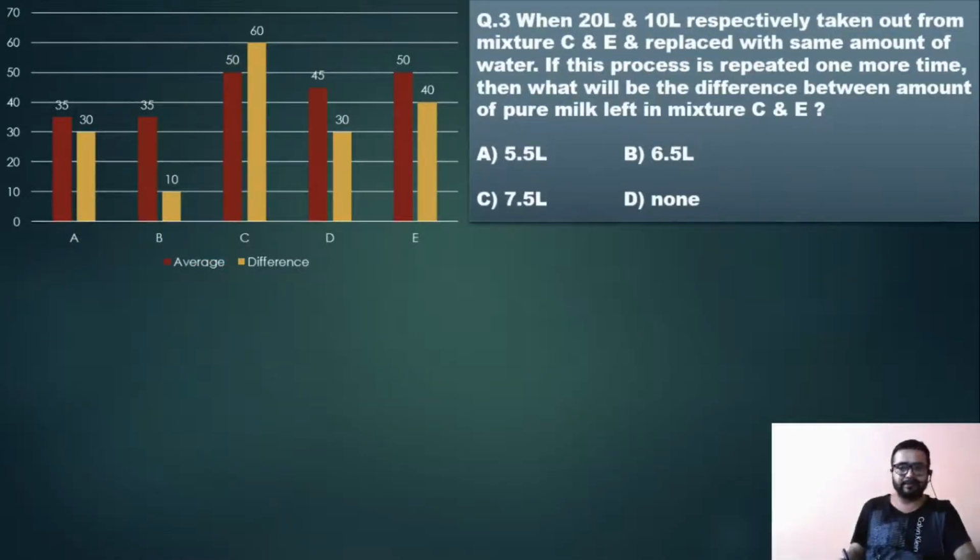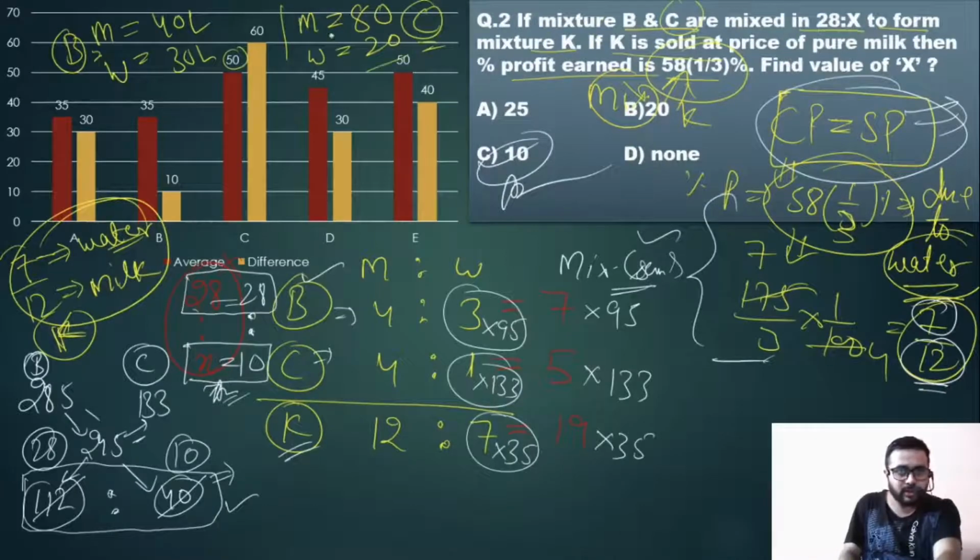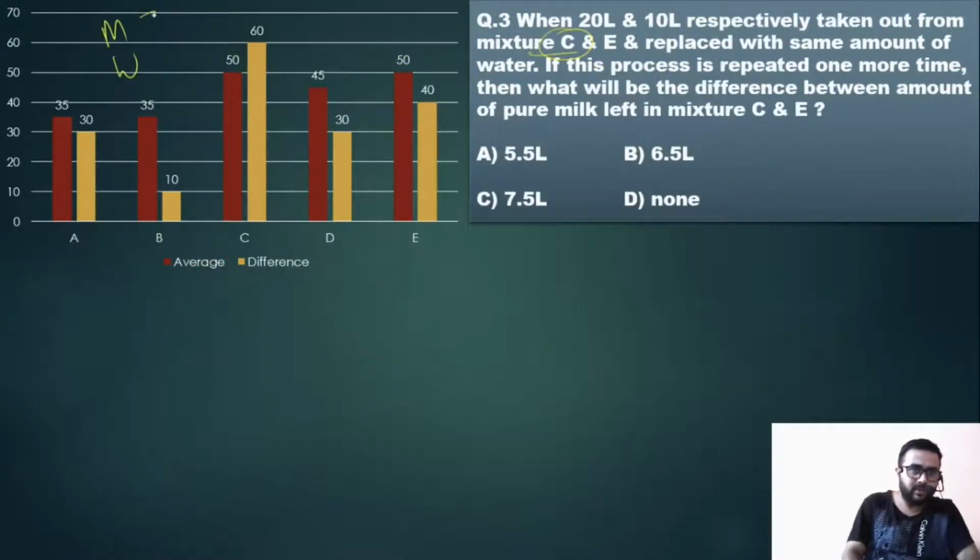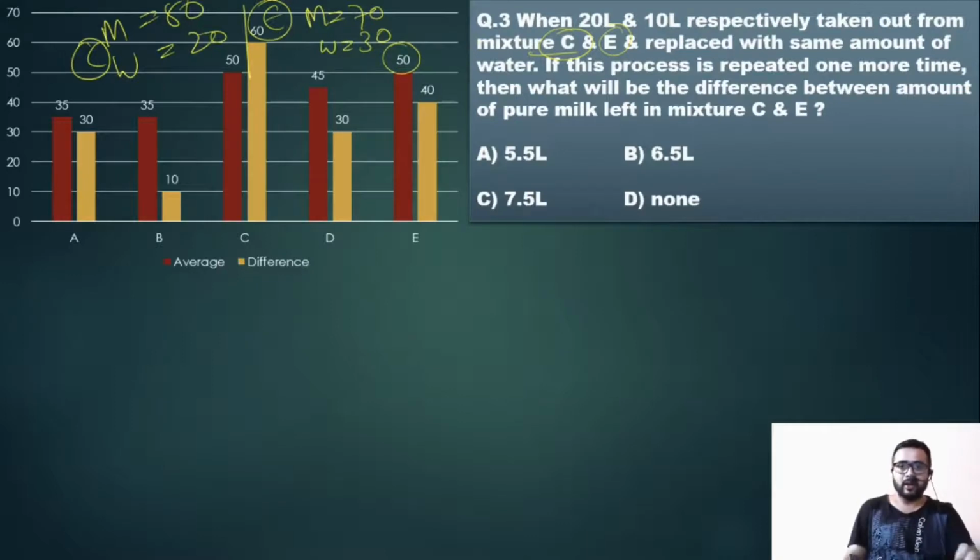What is the next question? This is also a very good question. Okay, see here. You have this mixture C. I have already calculated C. In C, we have milk and water. Milk is 80 and water is 20. This is for C. And what is the next one? You have E. For E, the calculation: this one is 50. Just double it. What you will get? You will get 100. Now 100 plus 40, you will get 140. Just halve that. So you are going to get milk 70 and water 30. Okay, so I hope this one is clear. So in C, milk and water is 80-20. In E, milk and water is 70-30. Done. Now move to the question.